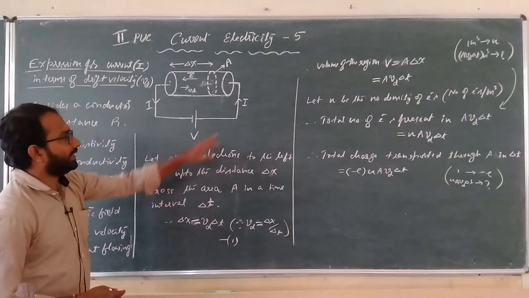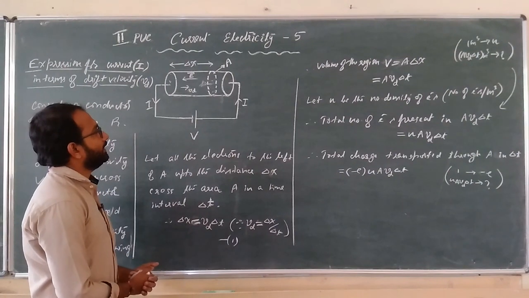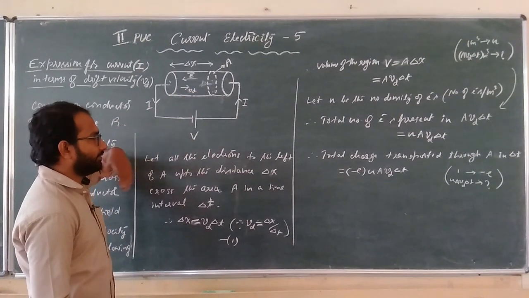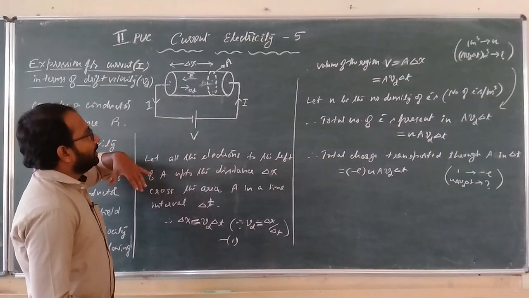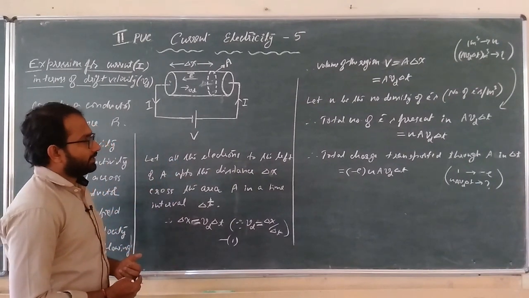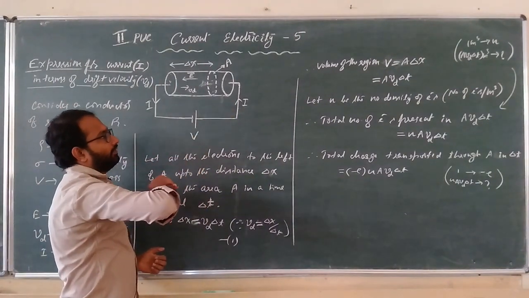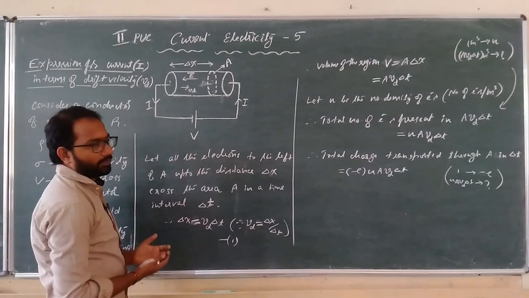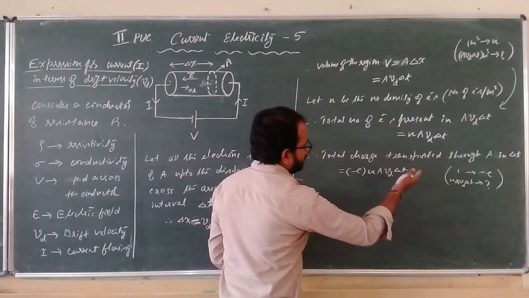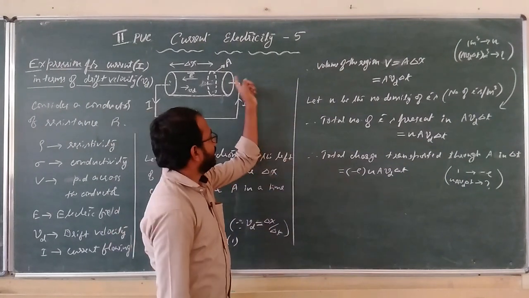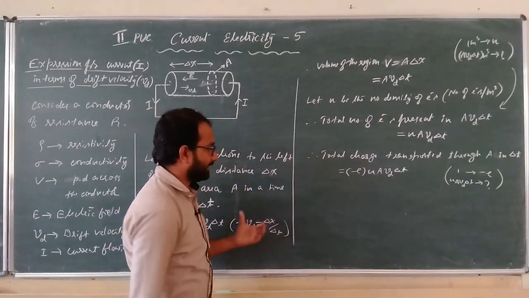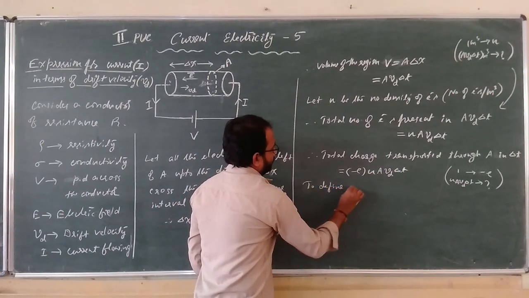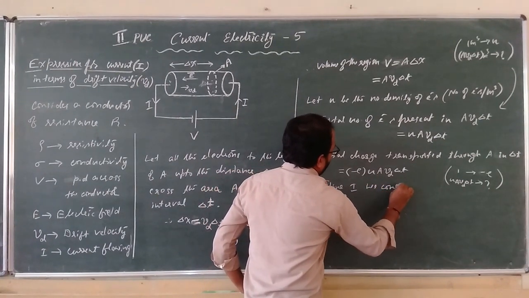But to define the current, we take the positive charges, right? Even though electrons are drifting, electrons are flowing, due to which current is produced, due to the drift of electrons, right? Conventional current direction is opposite to the direction of electron movement, or in a direction along which positive charges move. So therefore, total charge transported through A in a time interval of delta t seconds, to define current, we have to consider positive charges.